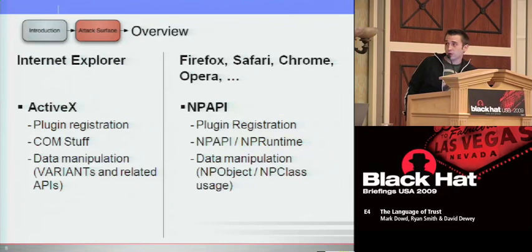So with Internet Explorer, we're going to go a little bit over ActiveX. We're going to talk about how plugins are registered, and we're going to deal with some component object model stuff and data manipulation. And so there's also the NPAPI, and Firefox, Safari, Chrome, Opera all use that API. We'll talk a little bit about the plugin registration, their version of the COM stuff, which is NPAPI and the NP runtime, and their version of variants, which is NP objects and NP classes.